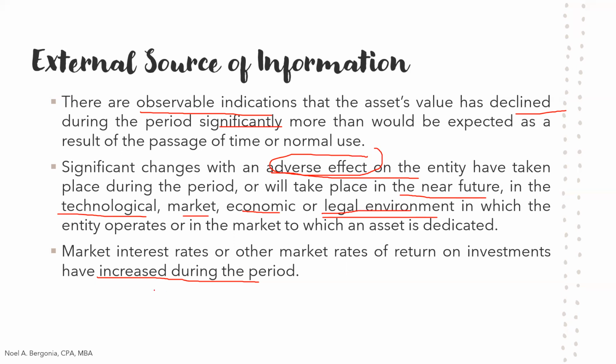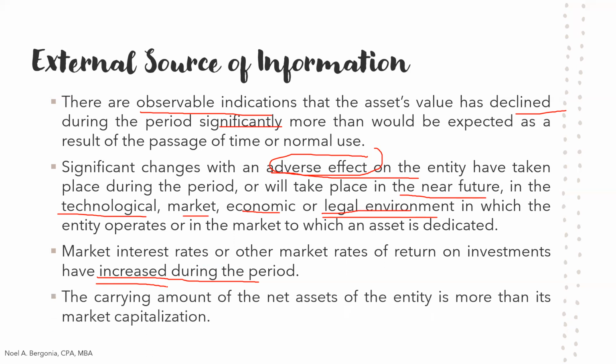Okay, so it would cause a decrease in the present value, which is also an indicator that it could affect our recoverable amount. And lastly, the carrying amount of the net assets is more than the market capitalization. Okay, so these are some of the external sources of information about impairment.